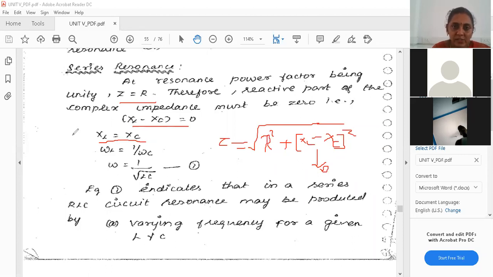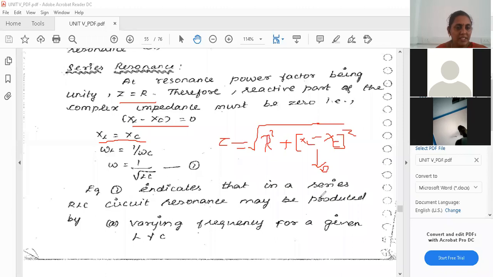What is XL now? XL is nothing but the inductive reactance. XC is the capacitive reactance. XL is the inductive reactance due to the inductance connected in the circuit, and XC is the capacitive reactance for the capacitance, right? Now, we are just substituting the formula for XL and XC.